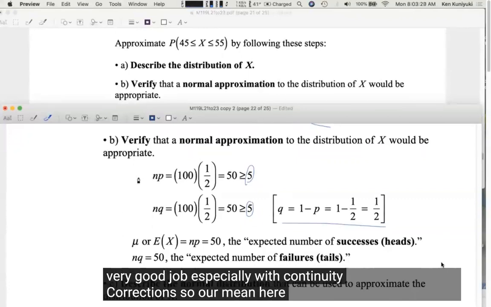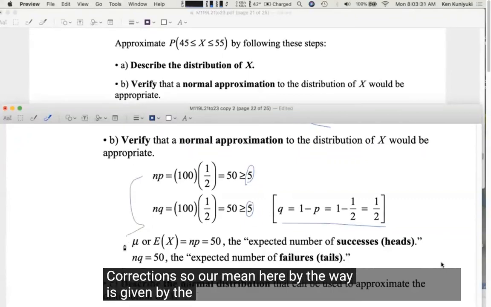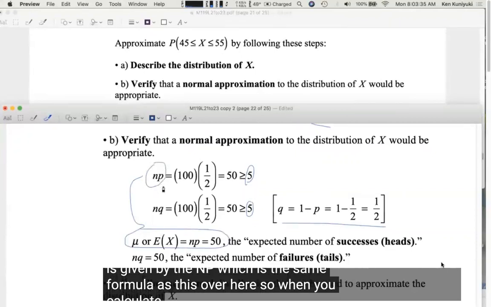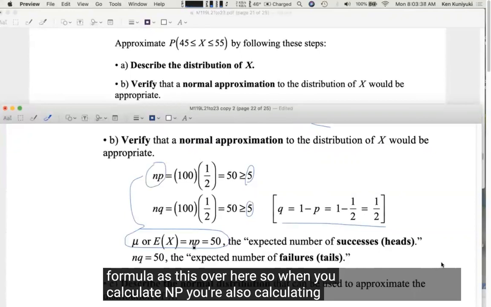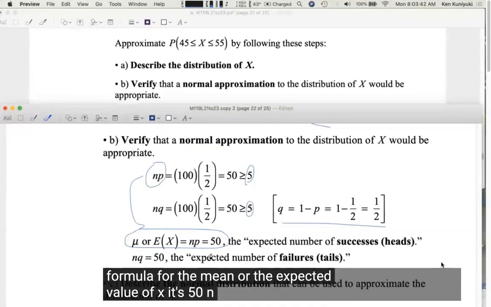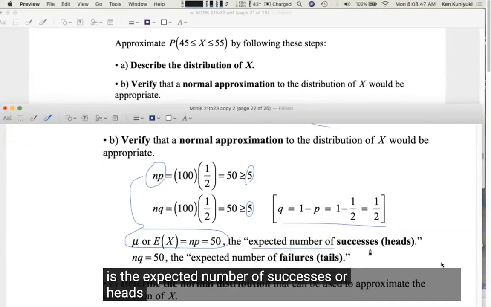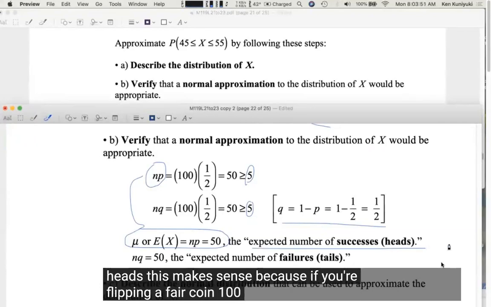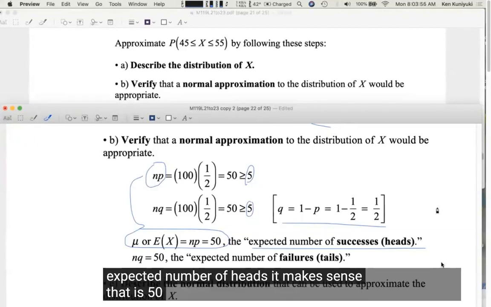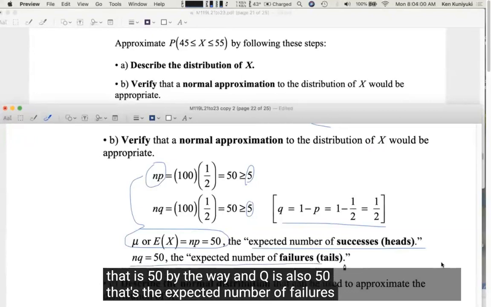So our mean here, by the way, is given by np, which is the same formula as this over here. So when you calculate np, you're also calculating the formula for the mean, or the expected value of x. It's 50. n times p is 50, which is the expected number of successes or heads. This makes sense because if you're flipping a fair coin 100 times, it makes sense that the expected number of heads is 50. By the way, nq is also 50. That's the expected number of failures or tails.